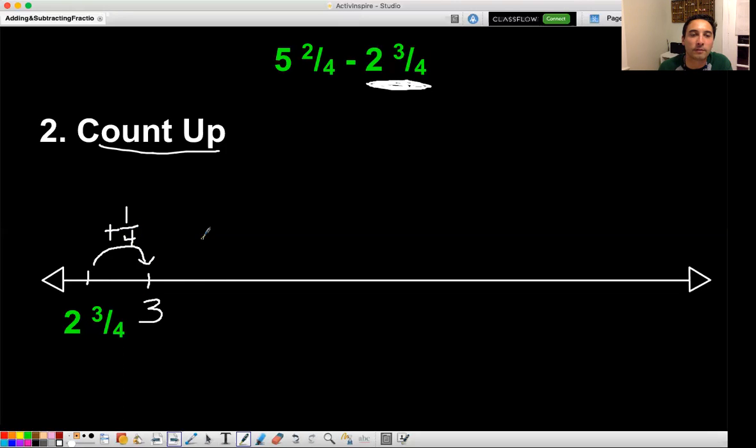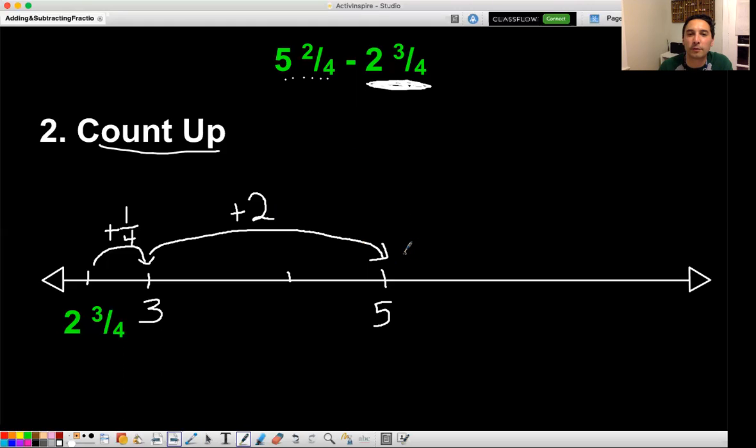Exactly right. Okay, I'm at 3. I need to get to 5 2/4. So I'm going to jump up to 5 first. So you're going to say 3, 4, 5. Again, this is also a model, so it does not need to be exact. So I'm jumping all the way over here. From 3 up to 5 is +2.